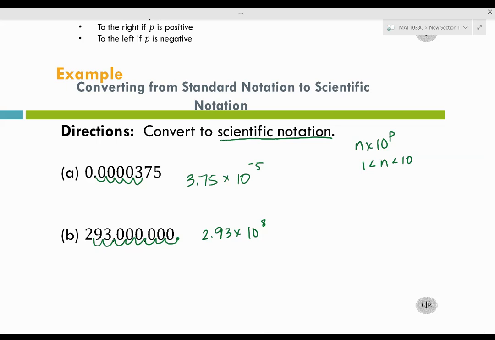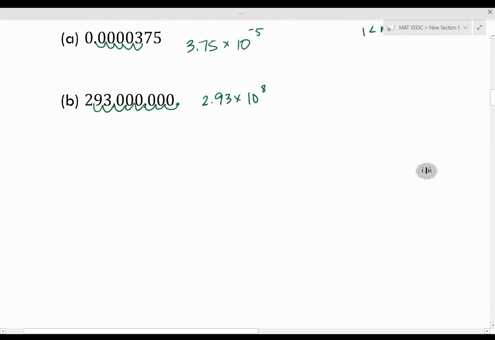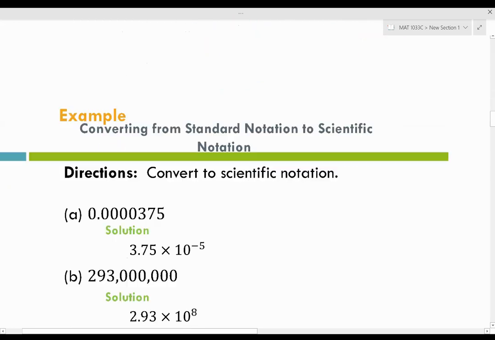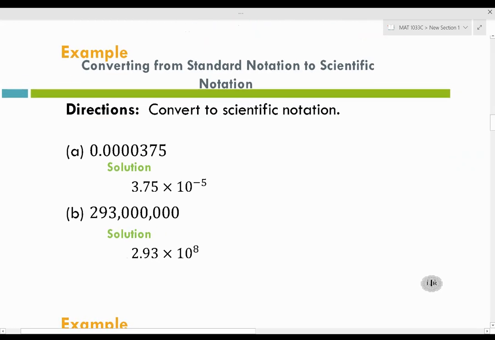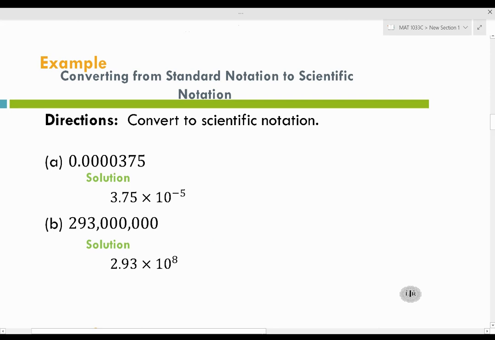Okay, so let's check ourselves. Yep, we're correct. Those are our solutions, the first one and the second one. Now let's try to do the reverse.